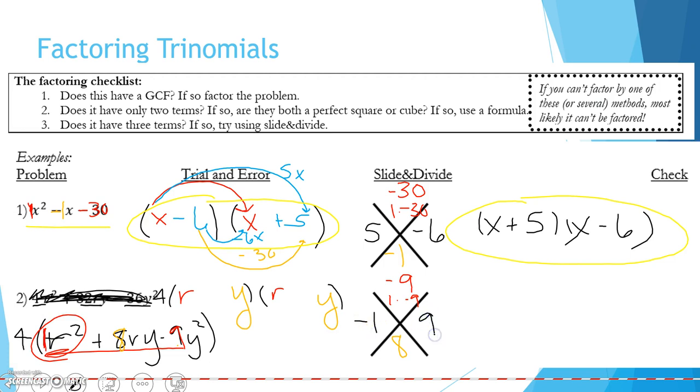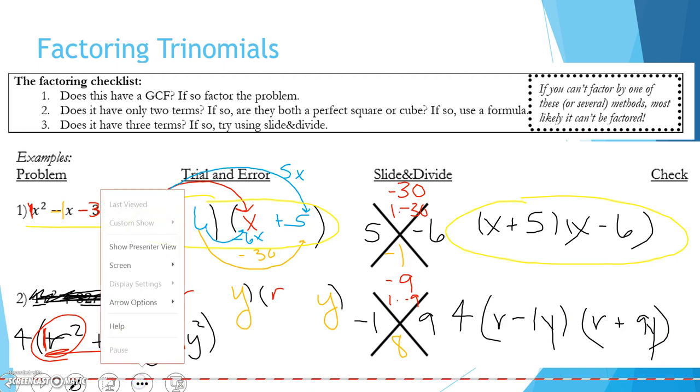So -1 and 9. So go off to the side and make my parentheses. Now I put my GCF out front, and I have an r squared at the beginning, so I put r's, and I put -1 and plus 9, the two numbers we just found. And then with slide and divide, you just have to remember, if there's variables at the end as well, like this one has a y squared at the end, you have to put a y after both of these. And that's your final answer for that one.